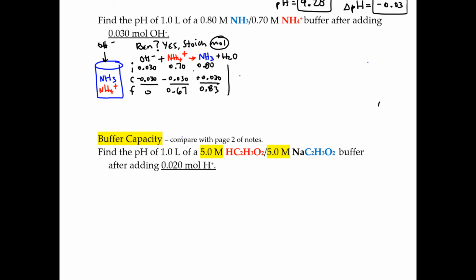I have a buffer because I have both the weak base and its conjugate acid. So the buffer shortcut, again, is going to be OH minus equals Kb times B over A. You could always just do the Ka shortcut. You just got to find the Ka yourself. So whatever you prefer doing is fine. So we're going to do the Kb is 1.8 times 10 to the minus fifth.